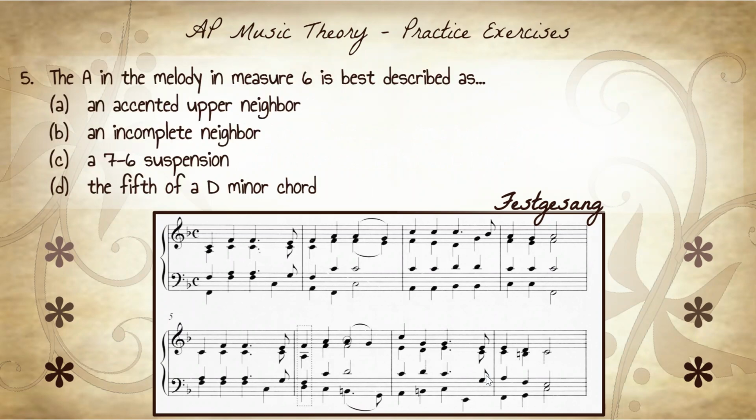Question 5. The A in the melody in measure 6 is best described as A, an accented upper neighbor, B, an incomplete neighbor, C, a 7/6 suspension, or D, the fifth of a D minor chord.